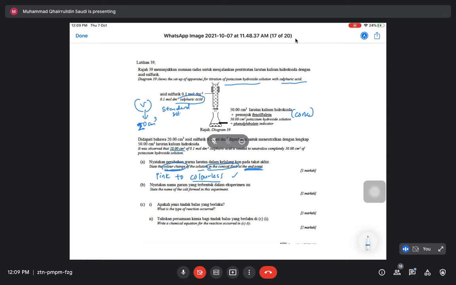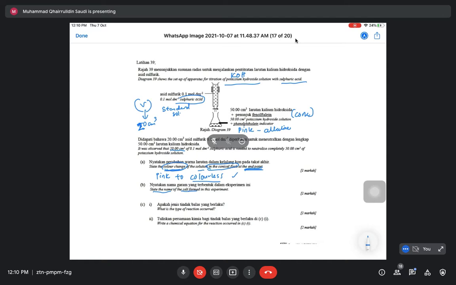So before, the color of the phenolphthalein in potassium hydroxide is pink because pink is the color for phenolphthalein in alkaline solution. When it comes to neutral, it will become colorless. So get used to writing before and after for color change. Okay, can? Alright, next one. State the name of the salt formed.